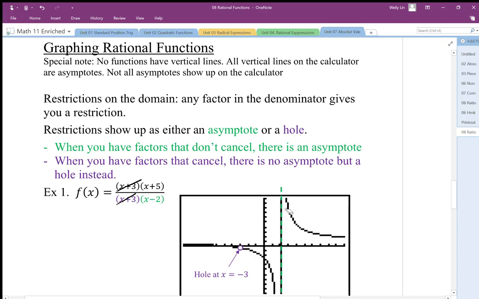So if you ever see that line drawn on the graph, please don't draw that on your graphs. I see sometimes people draw these things because that's what it looks like on your calculator. That vertical line is actually not part of the graph. If you're going to draw it in, it needs to be drawn in properly as an asymptote.